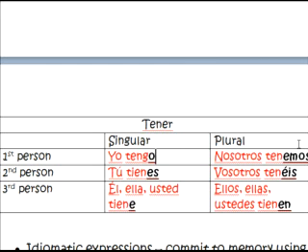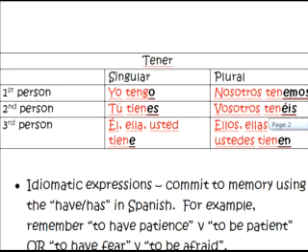Nosotros tenemos, notice what happens. The stem no longer changes in this one. It goes back to being a regular ER verb. Same thing with the vosotros form, tenéis. Ellos tienen, ellas tienen, ustedes tienen. Again, notice the endings there, and notice where the stem changes.